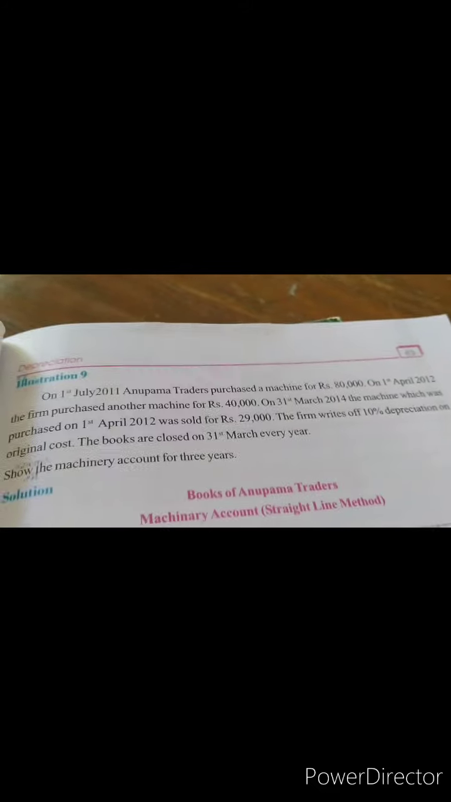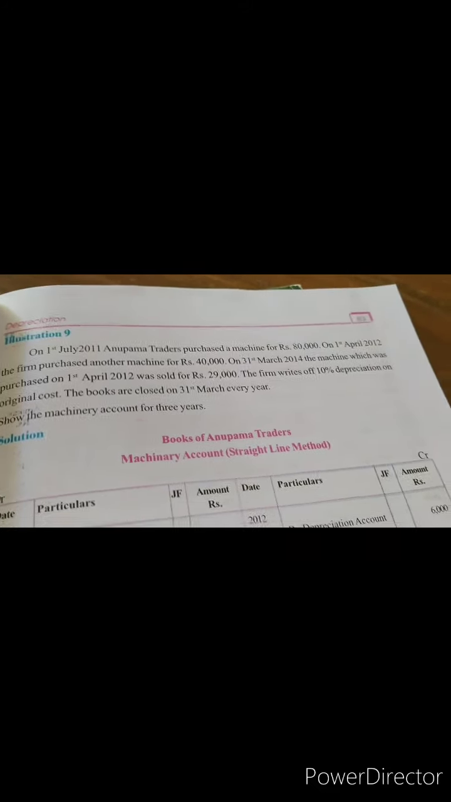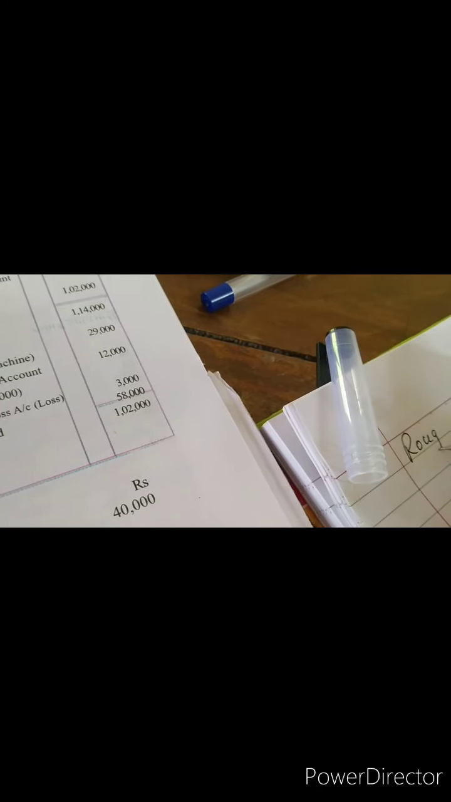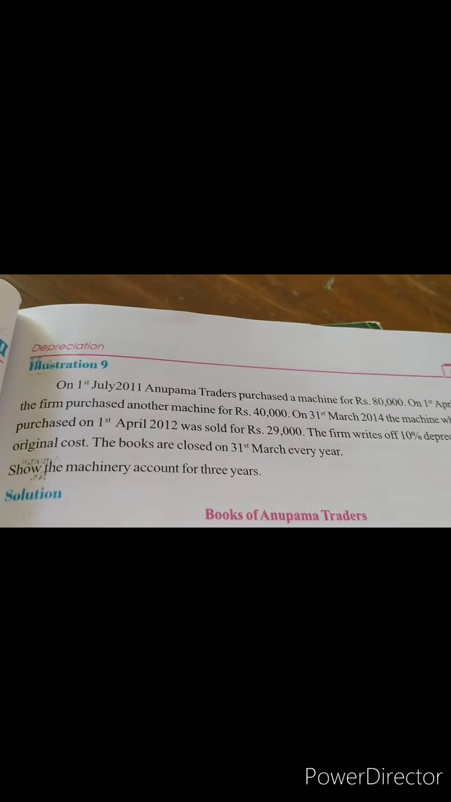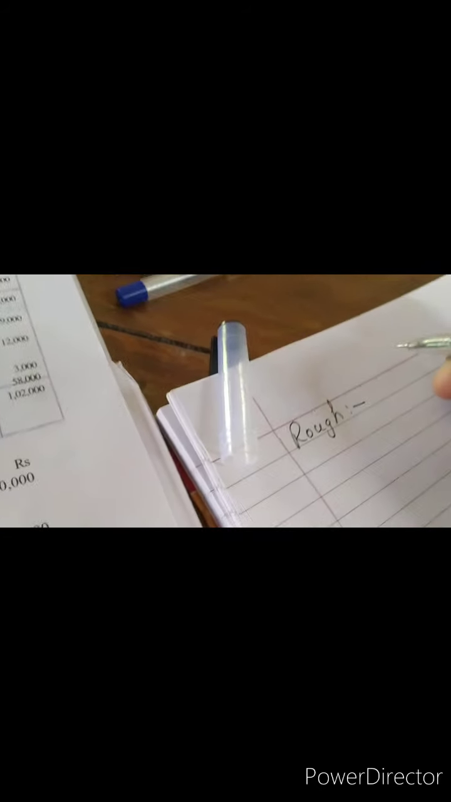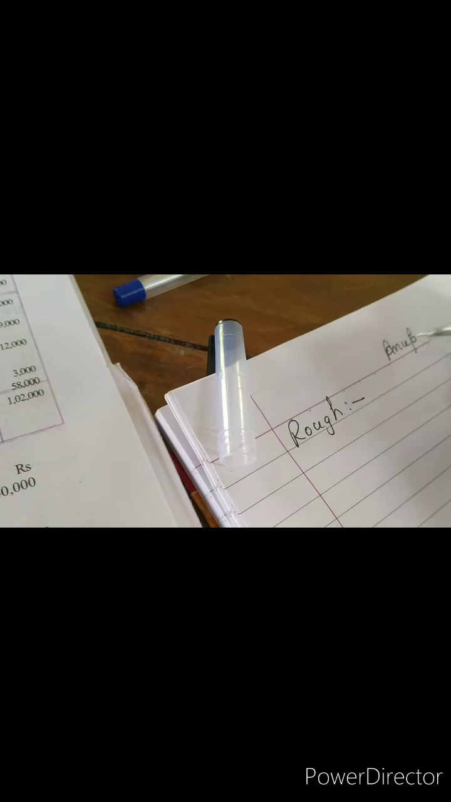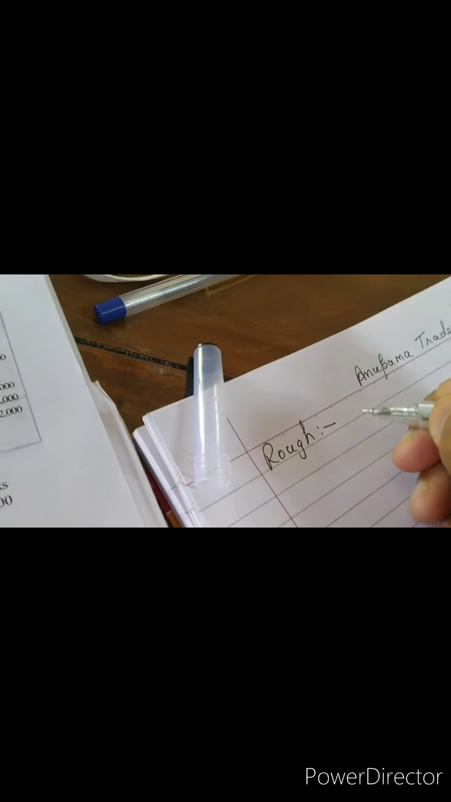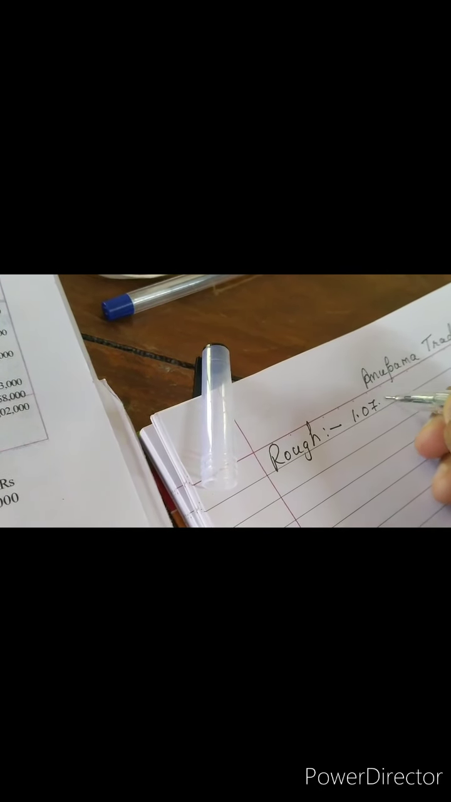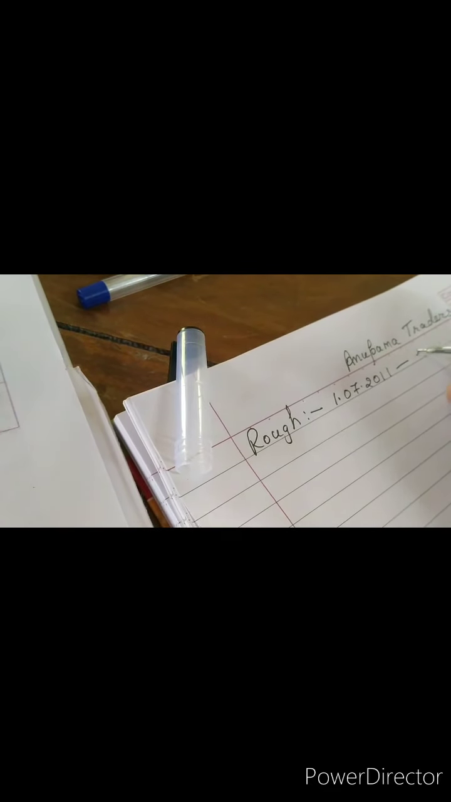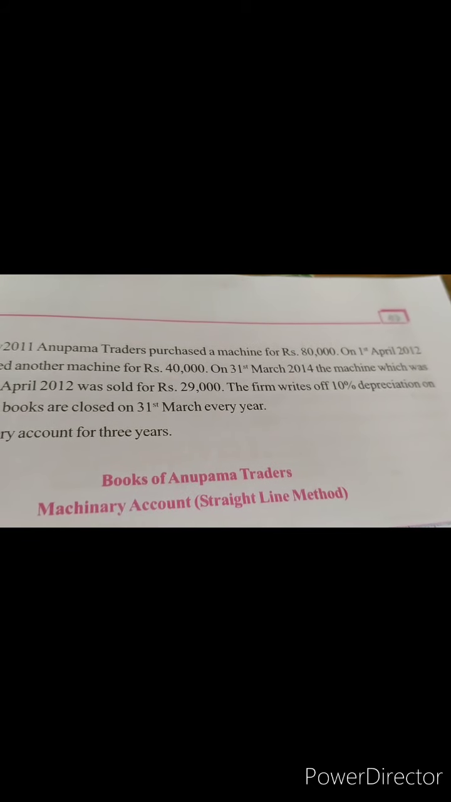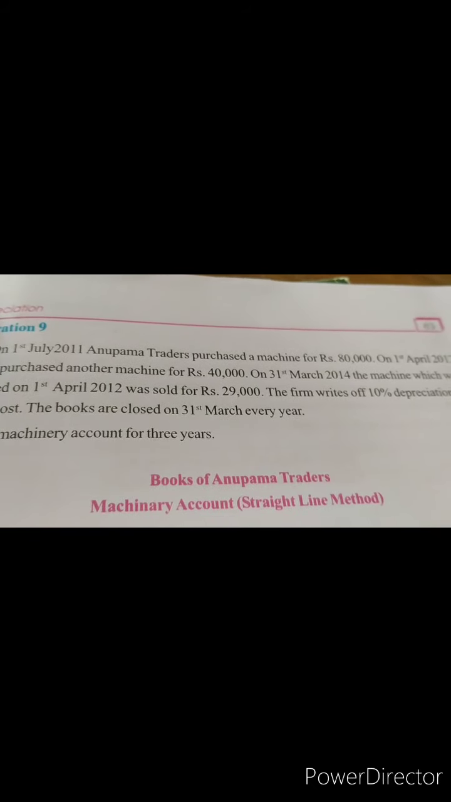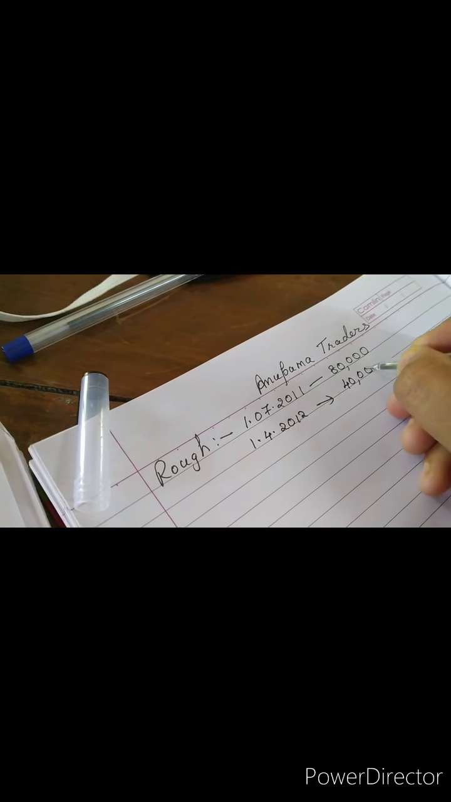This is your question, dear students, and as I said before you proceed with the solution, you had better make a rough of what exactly is given in the question. If you see in the question, they have said on 1st of July 2011 Anupama Traders. So we are writing the accounts in the books of Anupama Traders. And what is given on 1st of July 2011, a machinery was purchased for 80,000. After that, on 1st April 2012, another machine was purchased for 40,000.